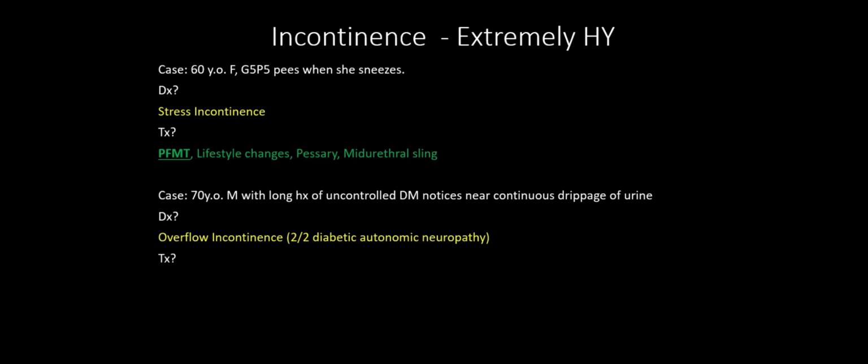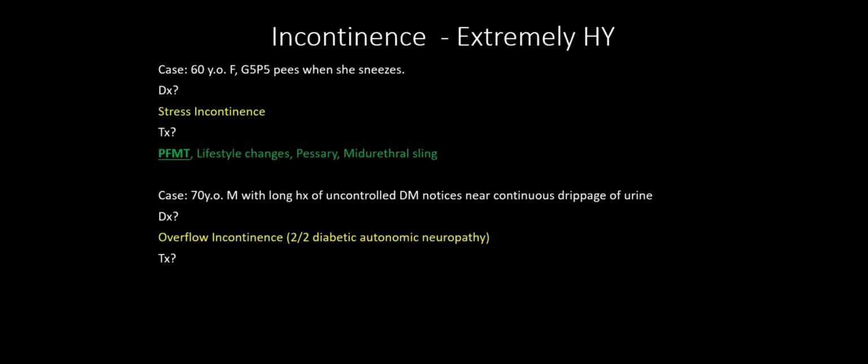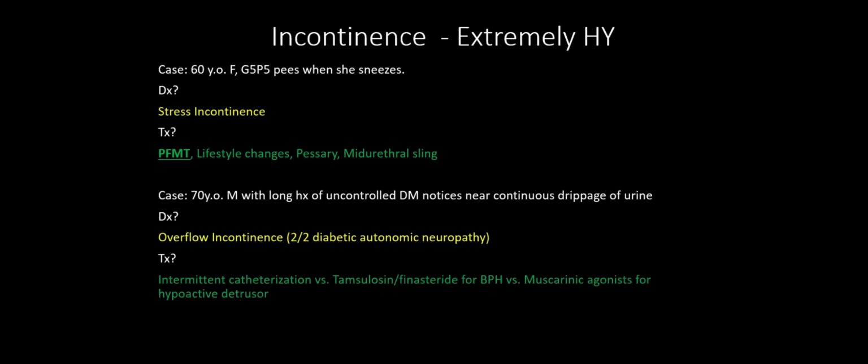So what's our treatment for overflow incontinence? Well, I think tamsulosin or alpha-1 antagonists now have some effect at the bladder neck, and then the last one is intermittent cath. Look at you, man. That's good work. Yeah, so intermittent catheterization is what you would start with in the hospital.